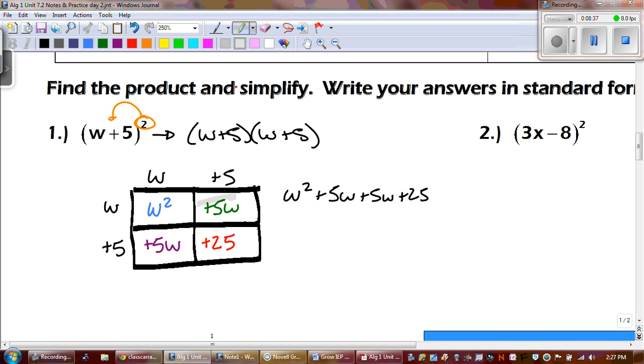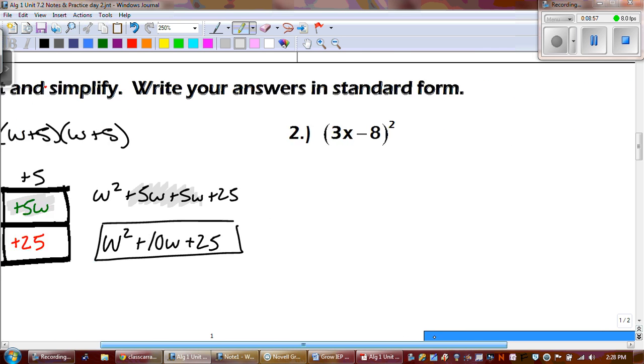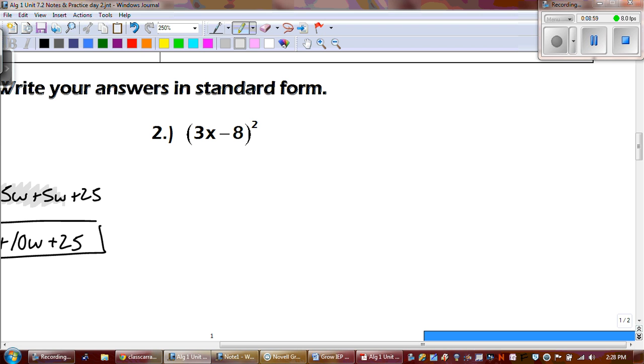Or you can just go ahead and combine your like terms right away. And when you do that, you get w squared plus 10w plus 25, because 5w plus 5w gives us 10w. Okay? All right, let's move on to example number 2.